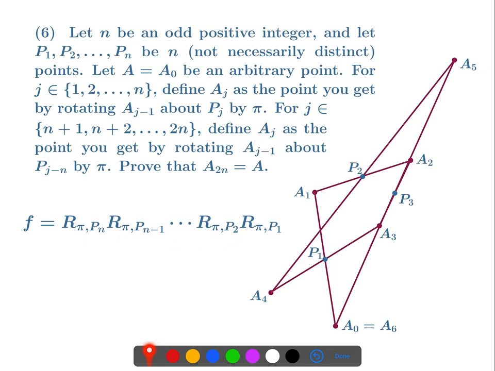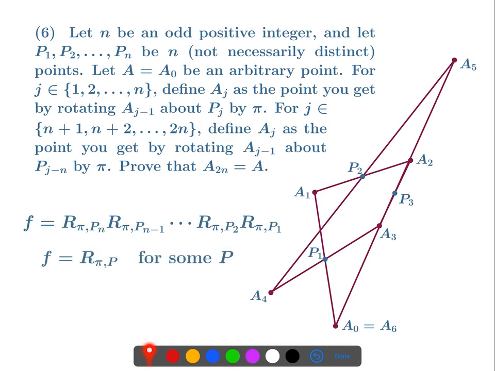Okay, so what does our theorem tell us? We add up these angles. We're going to have n times pi, because we have n rotations here, each by an angle of pi, so we end up with n times pi. N is odd, so it's not 2 pi times an integer. That would be something even times pi. So n times pi is not an integer multiple of 2 pi. So this is a rotation by our theorem about some point that I'm going to call just p.